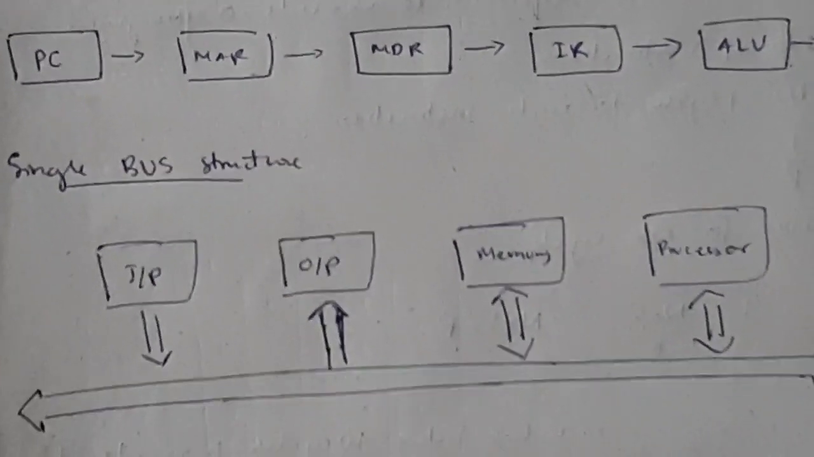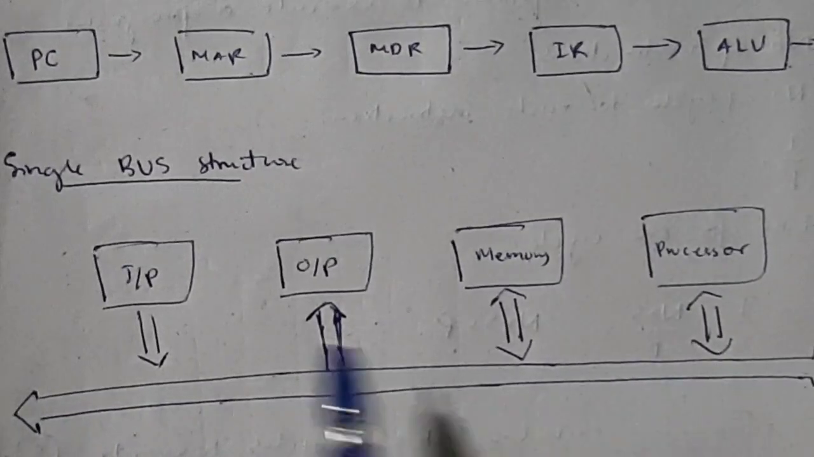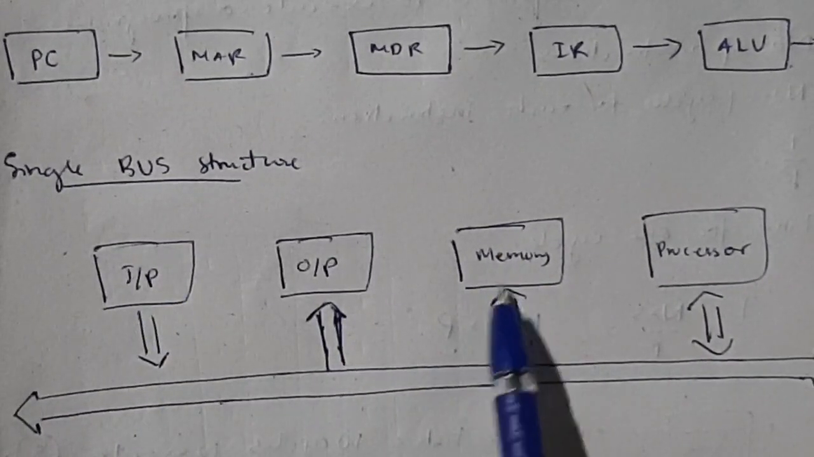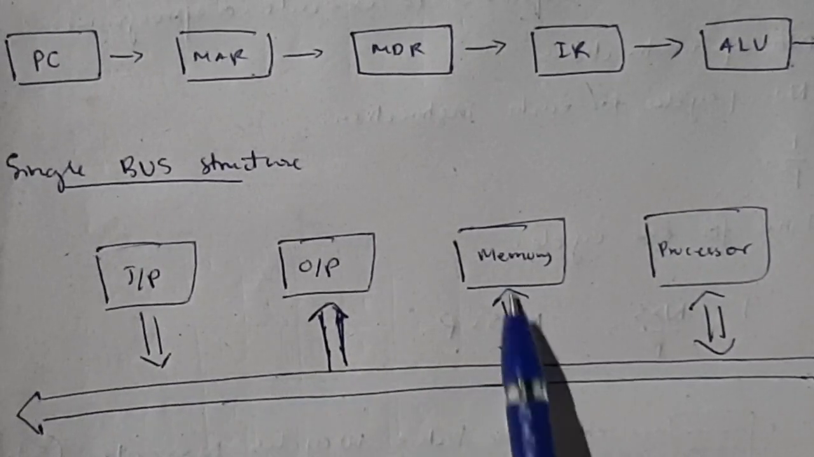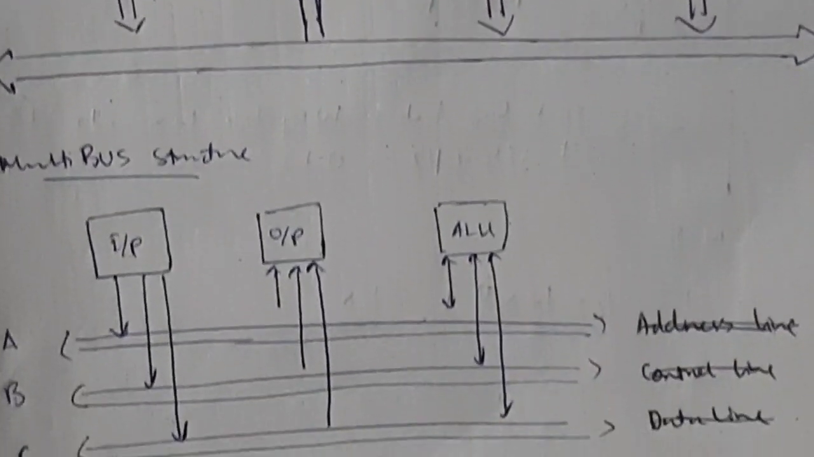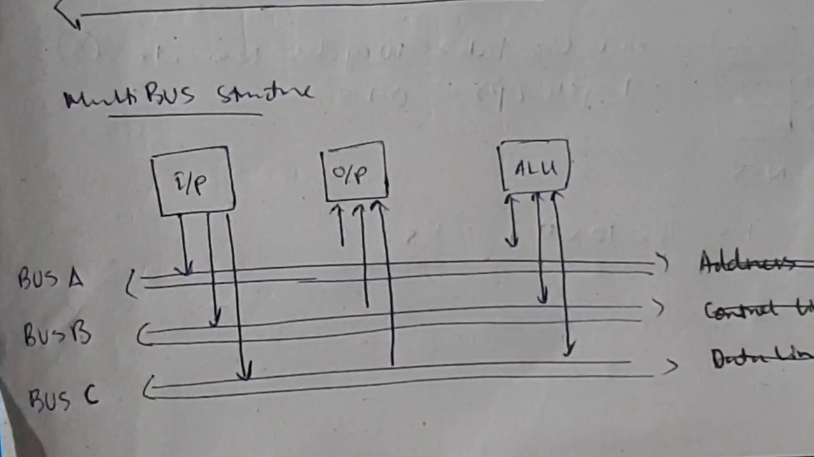Now, single bus structure: you can consider this as a road. If you have some input from here that is to be stored in the memory, it will travel along this path till the memory. That's the same for all of these. Now if you have multiple buses, that's known as multi-bus structure.